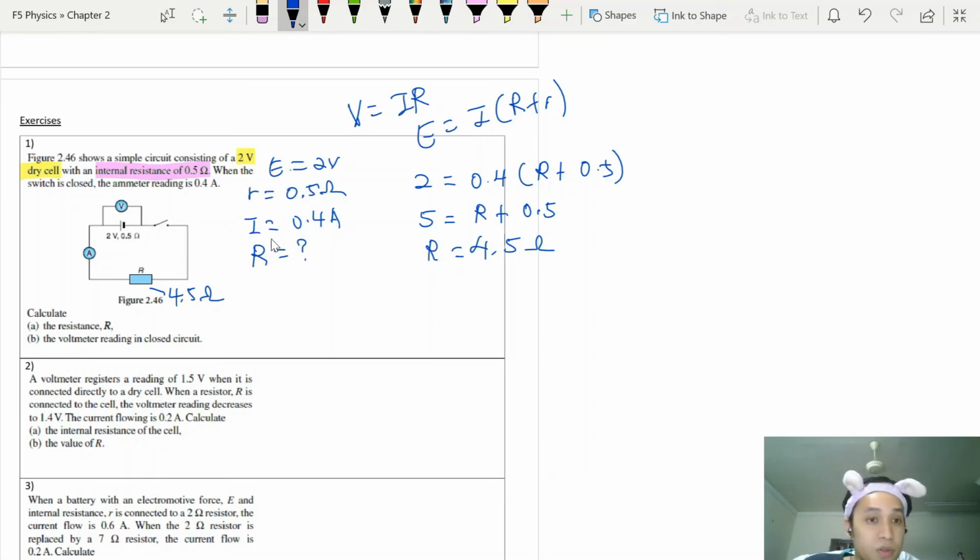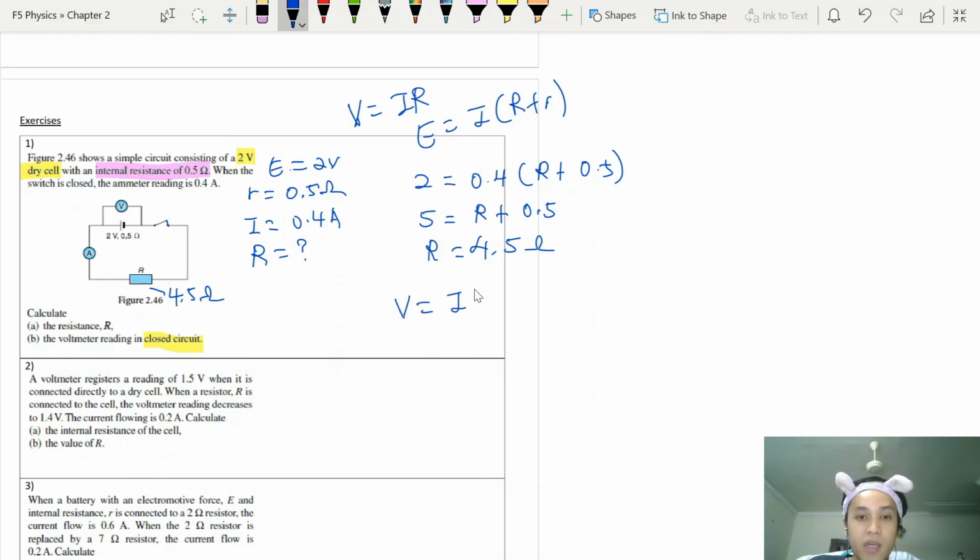So the voltmeter reading in the closed circuit. Meaning they want to know what is the voltmeter reading in a closed circuit. Remember, closed circuit meaning current moving, right? Meaning this one is connected, so the current is moving. If it's an open circuit, you just refer to the battery, 2 volts. Since it's a closed circuit, we need to calculate the voltage in the circuit. To calculate voltage in the circuit, we use this one.